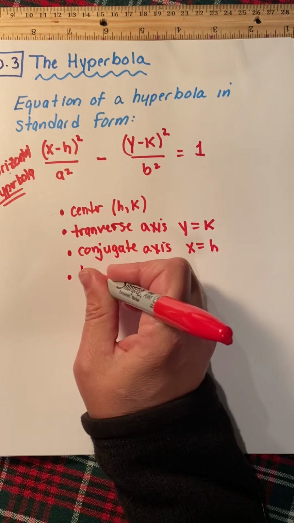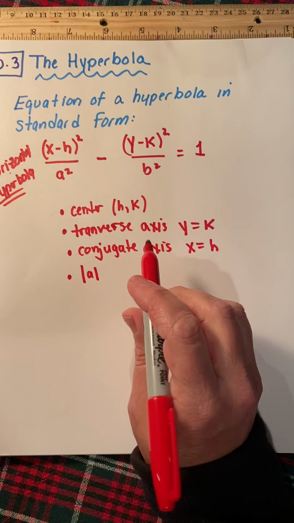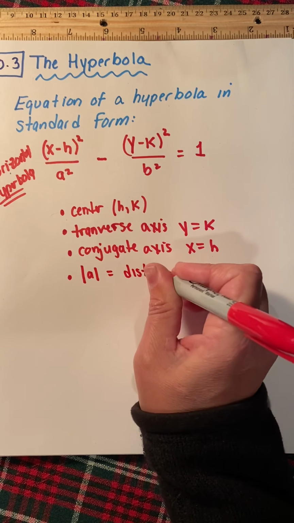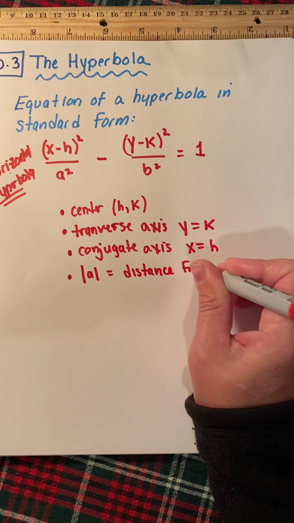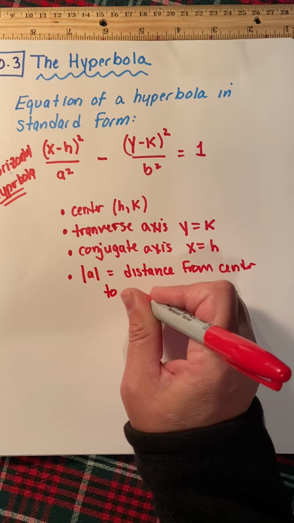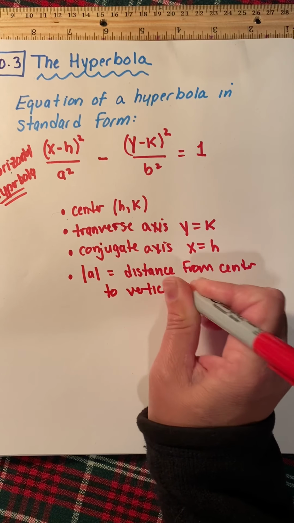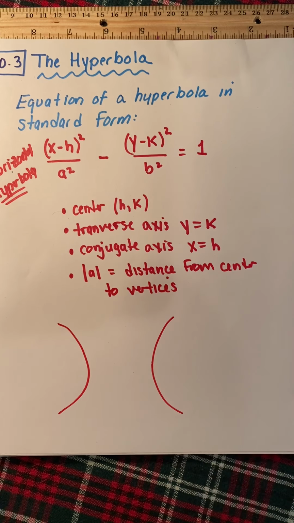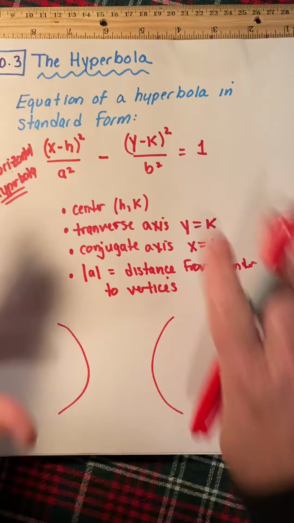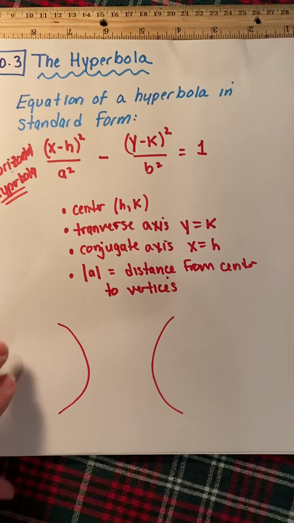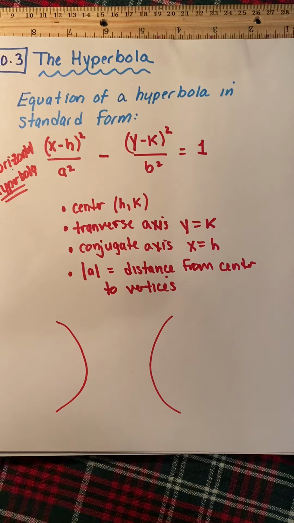And absolute value of a, what's under here, is the distance from the center to the vertices. Okay, a horizontal hyperbola is going to be shaped like this. All right, so now let's put all this into a picture in general. So bear with me, there's lots of information in here.